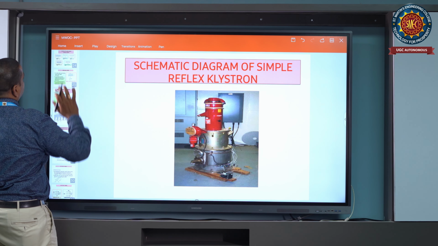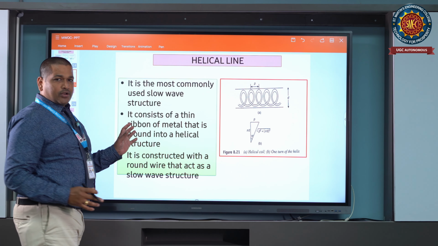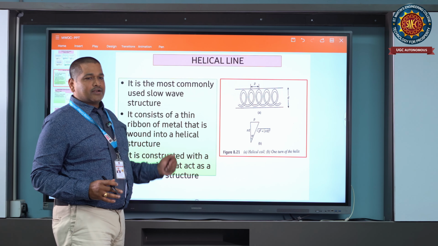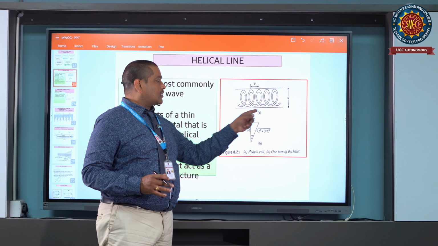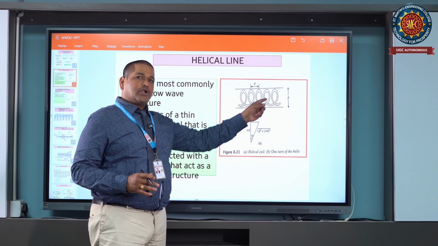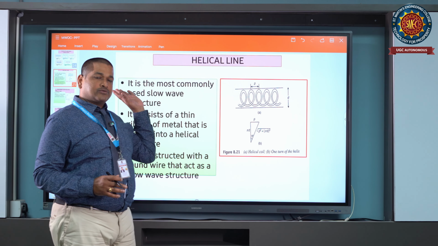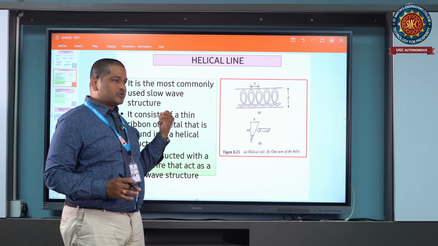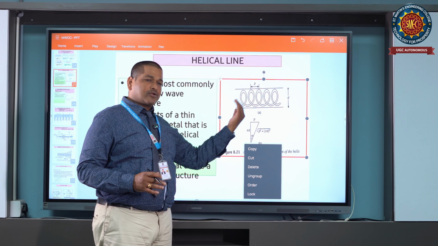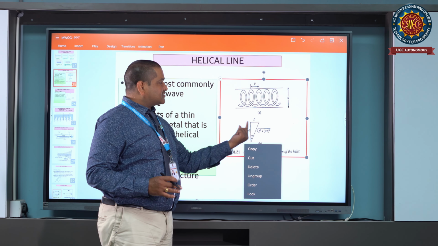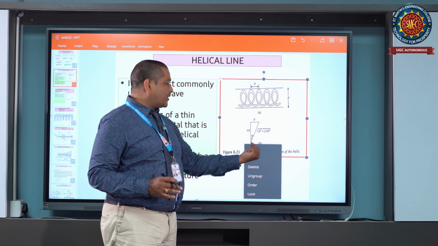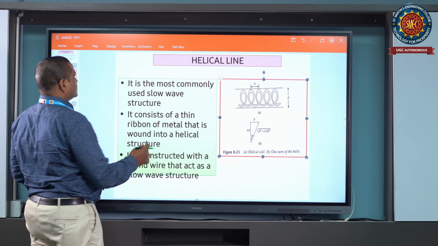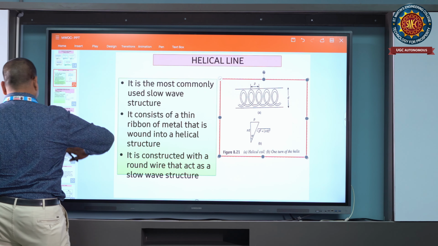This is the slow wave structure, the helix traveling wave tube. I already told you another tube is there in the O type category. This is the helical tube. The helical tube has the slow wave structure, where the electrons will be slowed down. You can see the circumference and pitch of the helix will be calculated, and these will be used for the amplification process. The helix traveling wave tube is an amplifier.